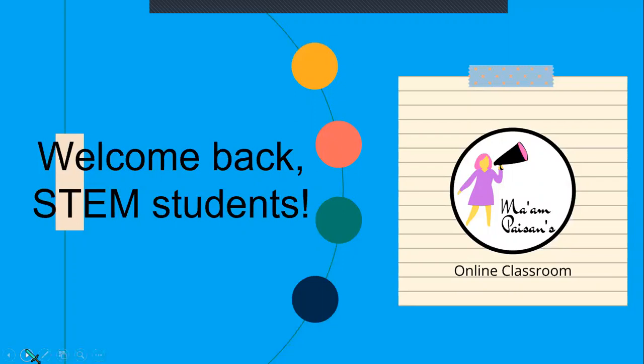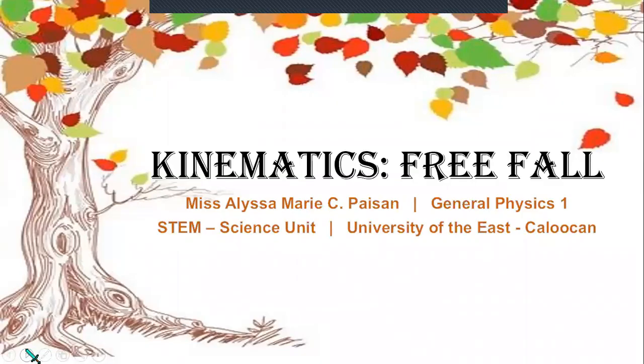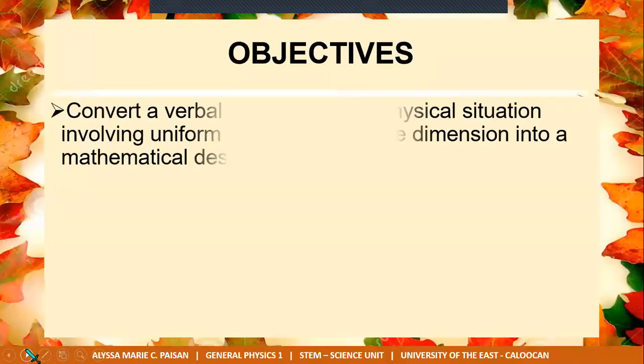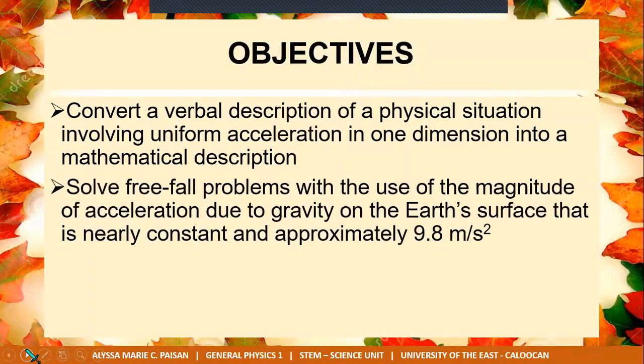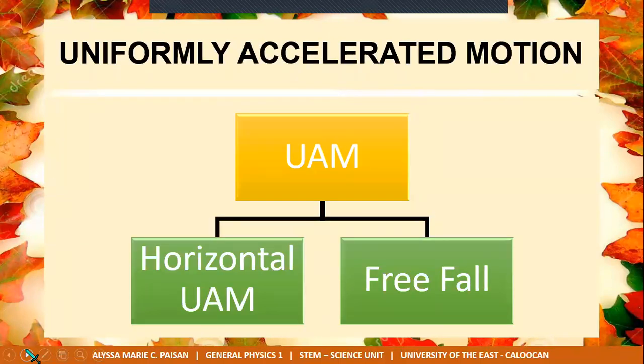So now we're going to proceed, again, to vertical uniformly accelerated motion. And the other term used for vertical uniformly accelerated motion is free fall, okay? So the objectives are the same as we had for the previous one. So the one-dimensional UAM can either be horizontal UAM or free fall. This video's focus will be free fall.